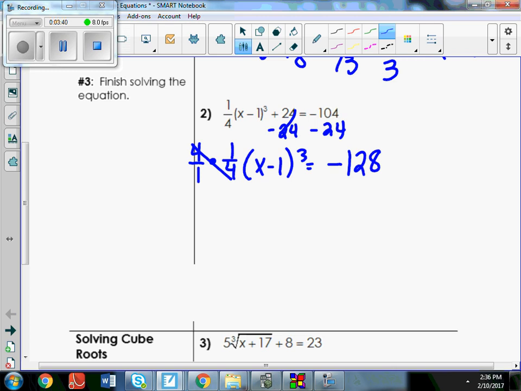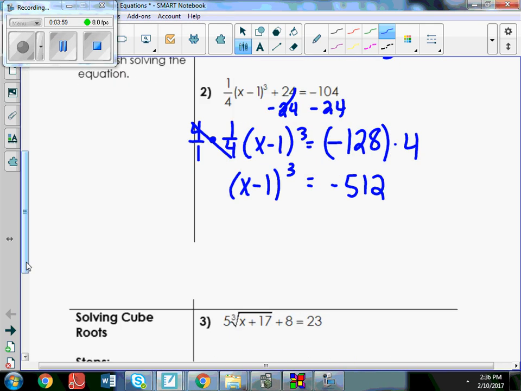So if we multiply by 4 on that side, we have to multiply by 4 on this side. So y'all tell me, what's 4 times negative 128? Negative 512. Okay, so I'm left with x minus 1 cubed on this side. How do I get rid of cubed? I want to take the cube root of both sides. And it's okay that I'm taking the cube root of a negative number because I'm multiplying it by itself an odd number of times. So it could be negative. What's the cube root of negative 512? Negative 8. 8 times 8 times 8 is 512.